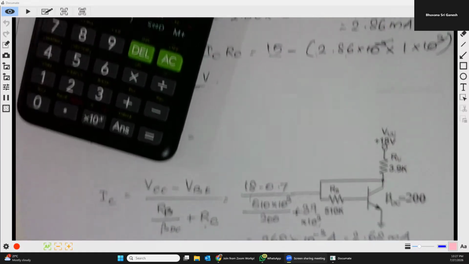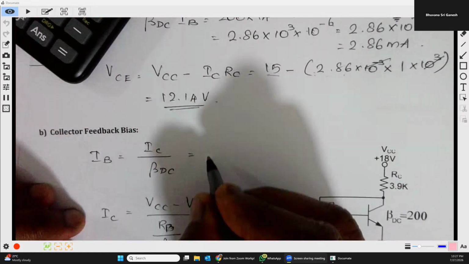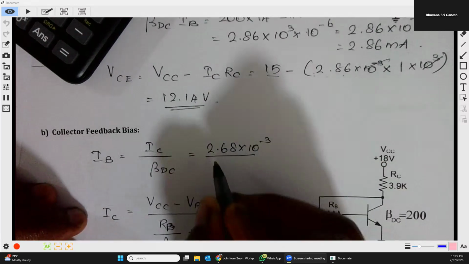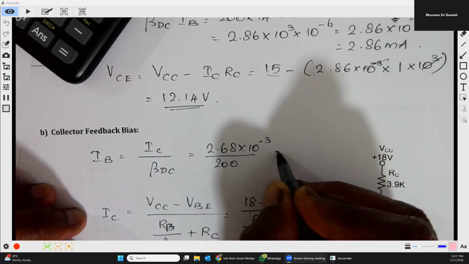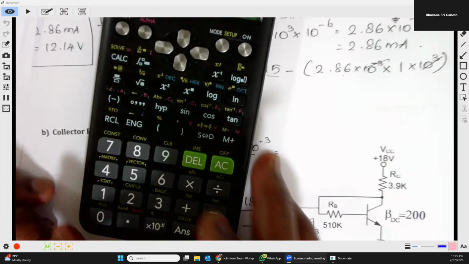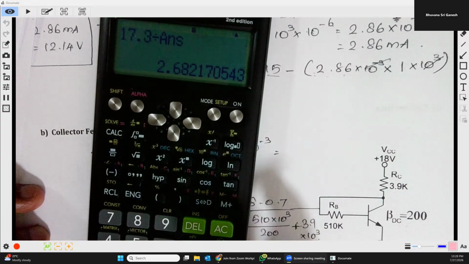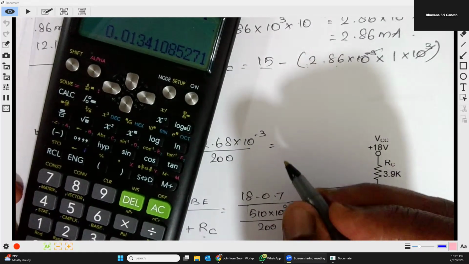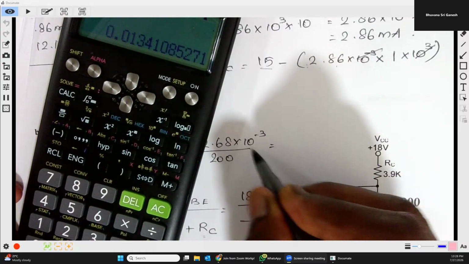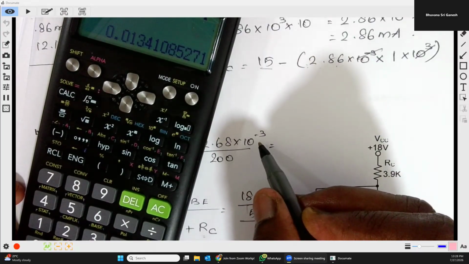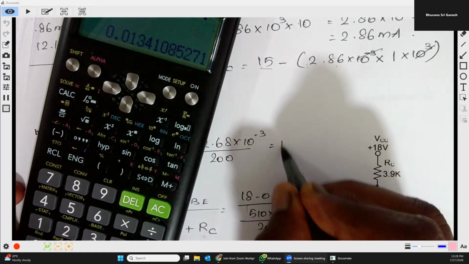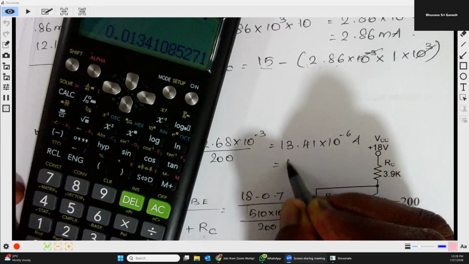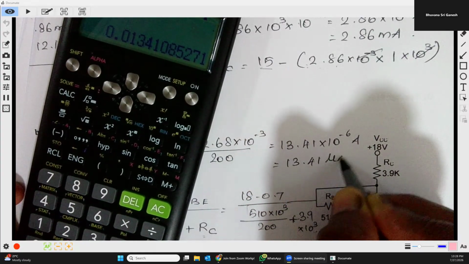Next, use this to calculate IB. 2.68 times 10 power minus 3 over beta DC, which is 200. On the calculator, this divided by 200 equals 0.013 milli. So I'm going to write it as 13.41 times 10 power negative 6 amperes, which is 13.41 microamperes.